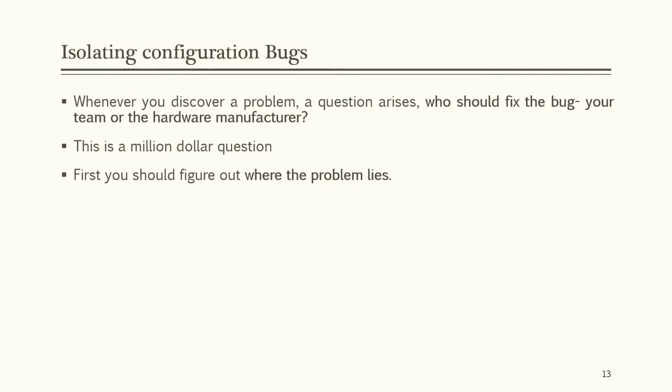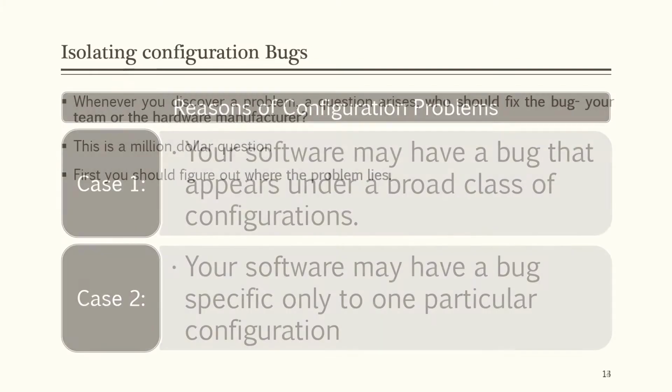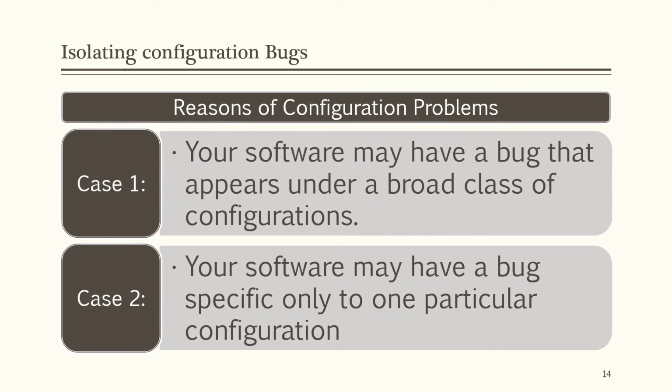Isolating configuration bugs. Whenever you discover a problem, a question arises. Who should fix the bug? Your team or the hardware manufacturer? This is a $1 million question. First, you should figure out where the problem lies. Here we will discuss four different cases to identify the reasons for configuration problems.